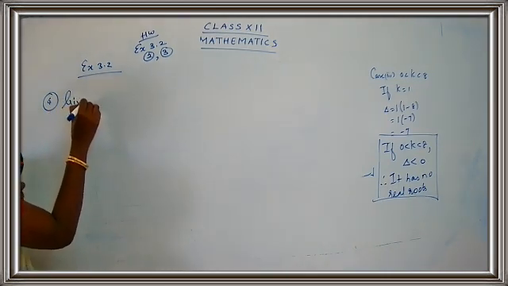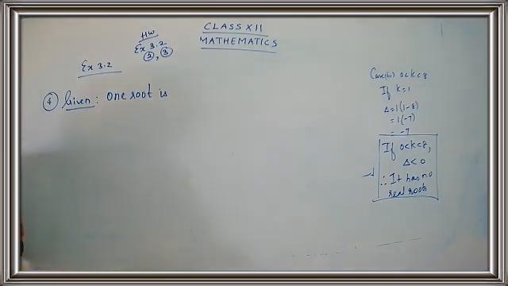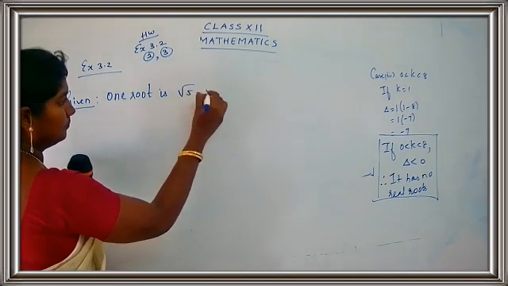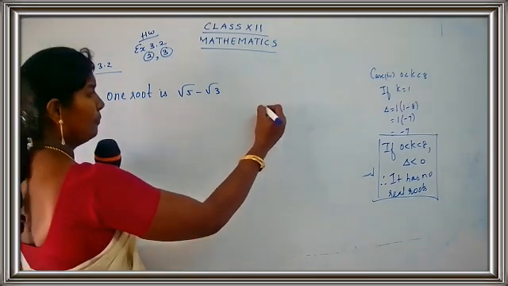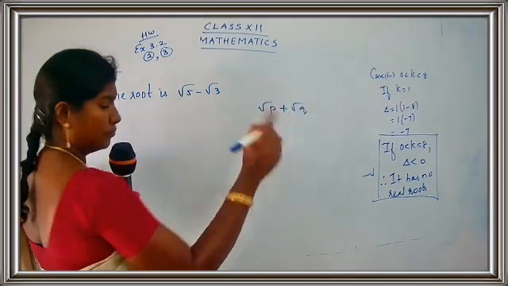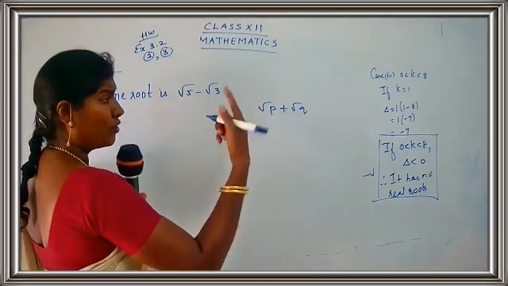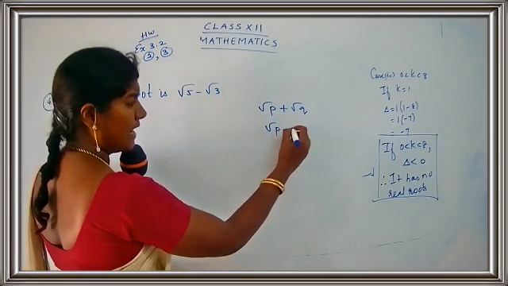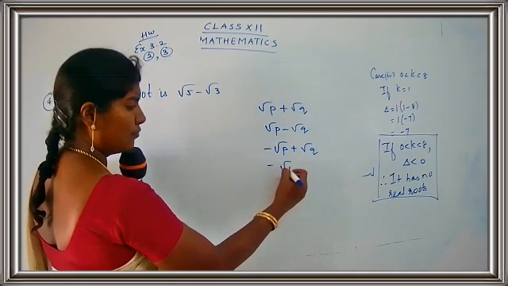Given one root is root 5 minus root 3. So you know how to write the remaining roots. Already we have seen, yes. If you have root p plus root q as one of the roots, here it's root 5 minus root 3, what are the remaining roots you get? Root p minus root q, minus root p plus root q, minus root p minus root q.